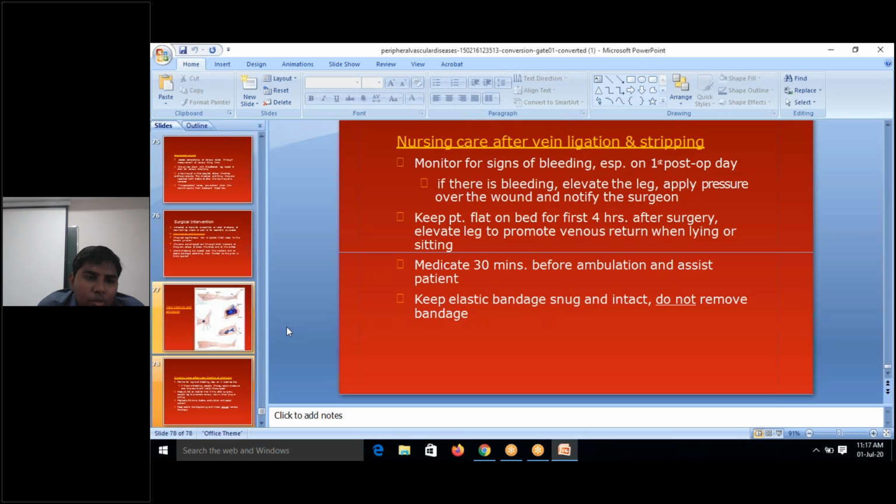So these are the various modalities of the treatment of varicose veins. With this, I conclude my class.